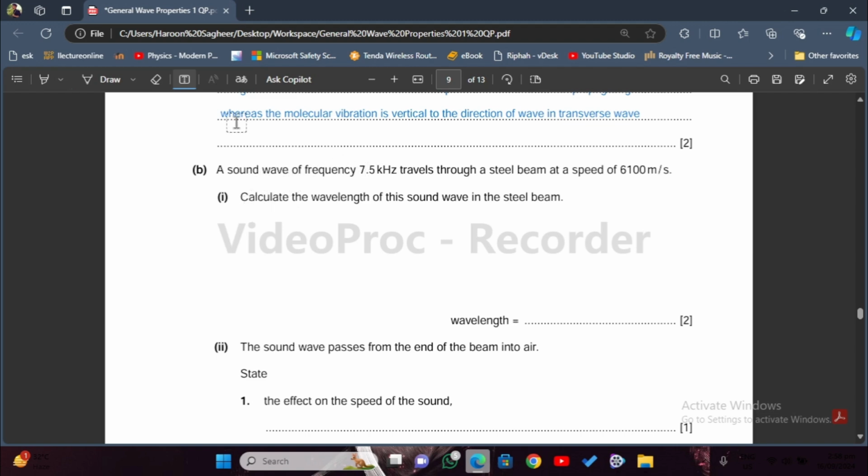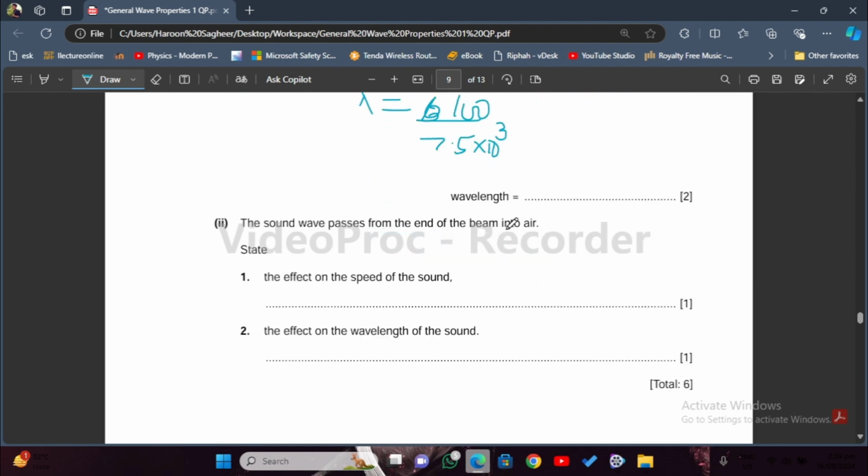A sound wave of frequency 7.5 kilohertz travels through a steel beam. Okay, the speed is given, 6100 meters per second. The frequency is also given. Calculate the wavelength of the sound. Now it's very easy. I'm not going to calculate it. It would be just 6100 divided by 7.5 multiplied by 10 raised to the power 3. Now just write these values into your calculators and you can calculate the wavelength.